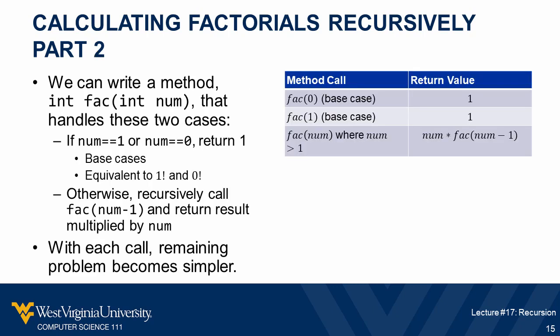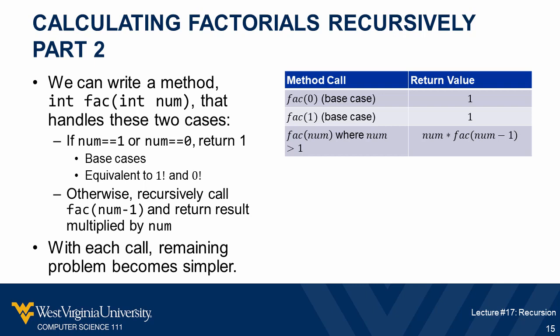We said earlier that we know that 0 factorial is equal to 1 and 1 factorial is also equal to 1. Those are the base cases for our recursive algorithm. Those are the values that we already know the answer to. So if we have a method that we're going to call fac, just as an abbreviation for factorial, and it takes a parameter we'll call num. If we call that with num equal to 1 or num equal to 0, we're going to just return 1.